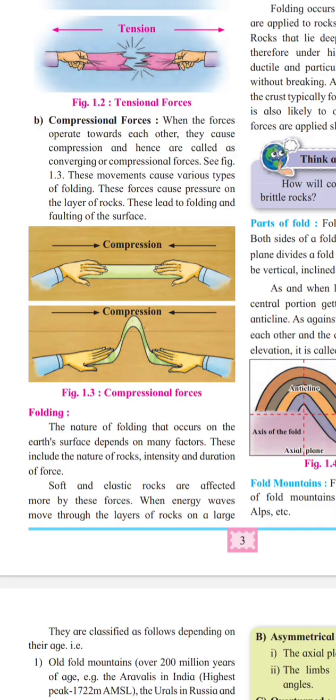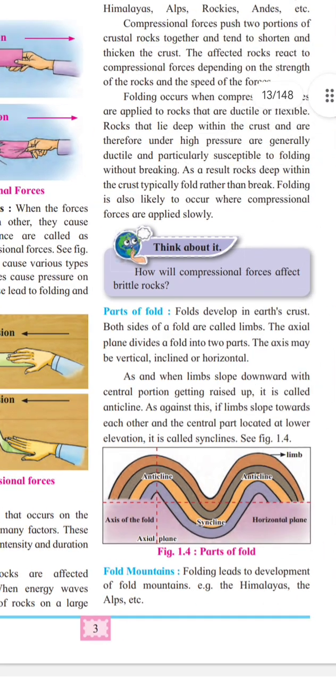Examples include the Himalayas, Alps, and Rockies. So remember, when compressional force is applied, it pushes both sides together and folding happens, and the results are fold mountains. So folding is the bending of rock layers due to compressional forces.